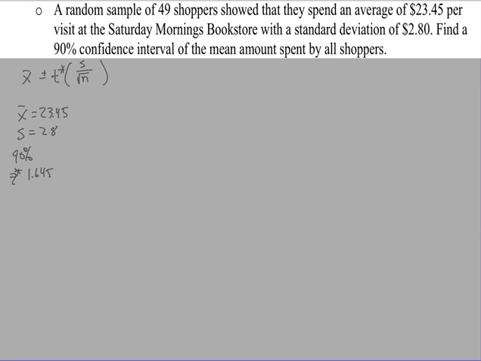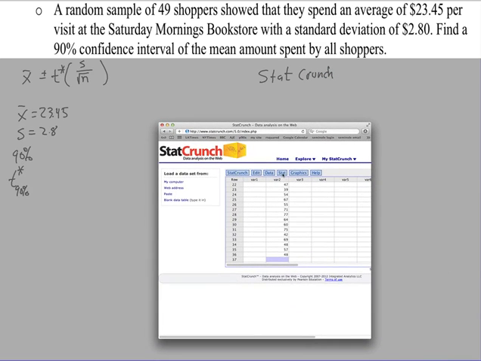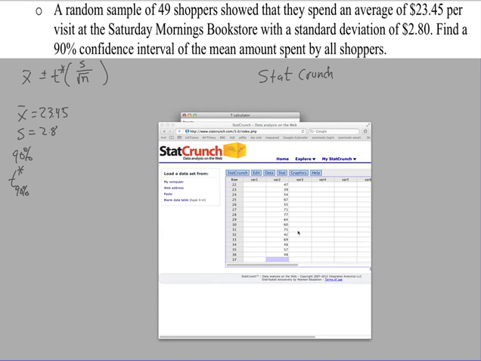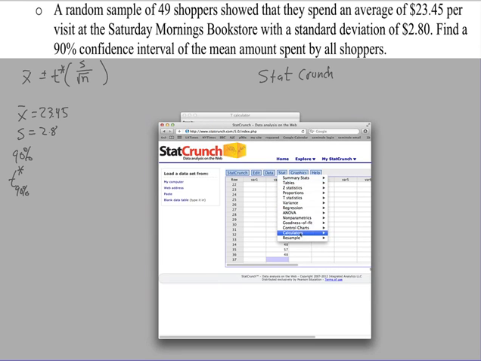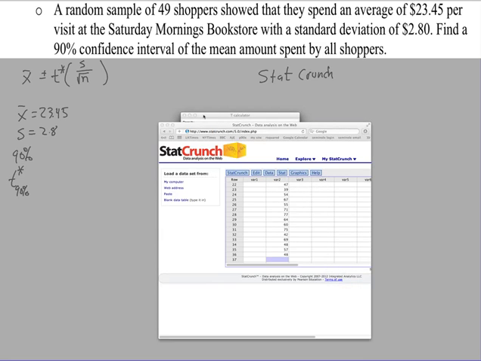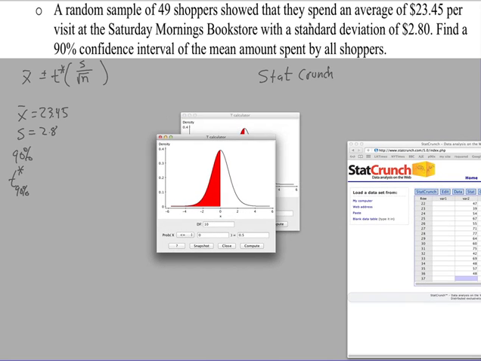First of all, we don't have a z. That's my fault. Let's backtrack. We're not using z's, we're using t's. So t star for a 90% is going to be a little different. You could just run all this stuff on StatCrunch and not worry, but for anybody that's interested, I'm going to find this critical value. You go stat, calculator, t. I took 49 people, so my degree of freedom is 48.